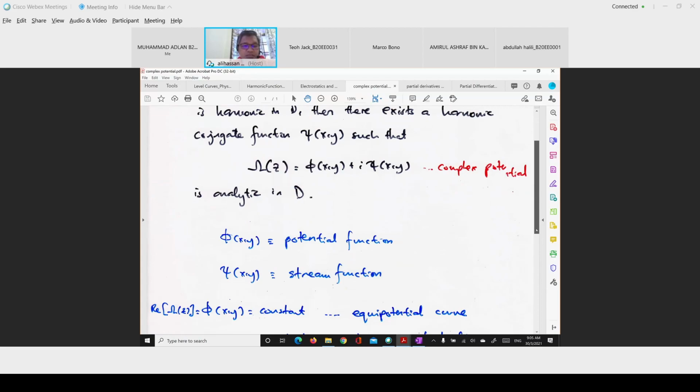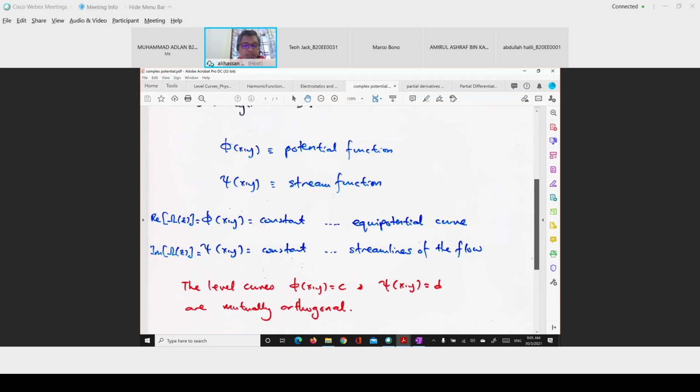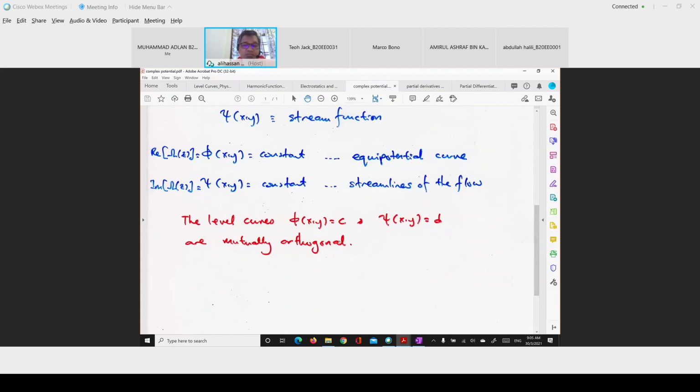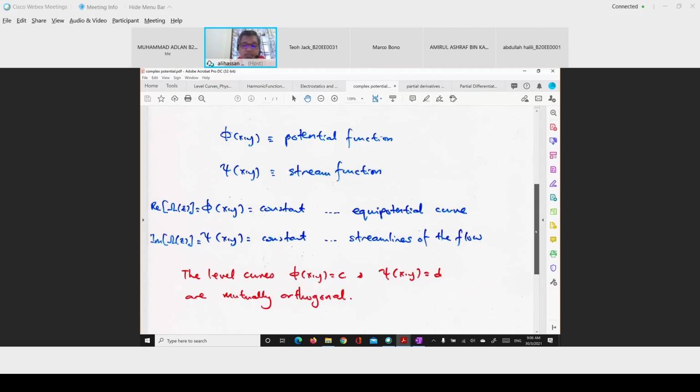And the level curves. Remember last time we discussed level curves for functions of two variables, level curves for functions of three variables. So the level curves phi equal to constant are called the equipotential curves. And psi equal to constant d, these are called streamlines. These are called stream functions here. And they can be proven to be mutually orthogonal. It means their level curves intersect each other at right angles here.